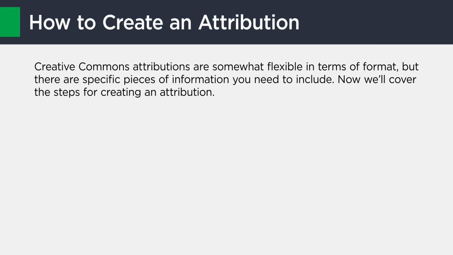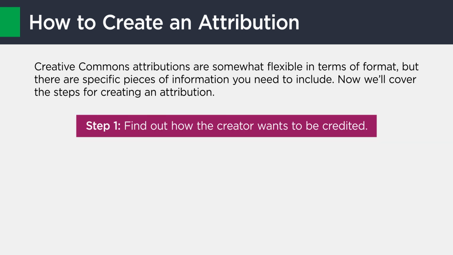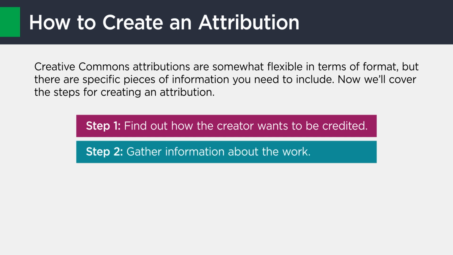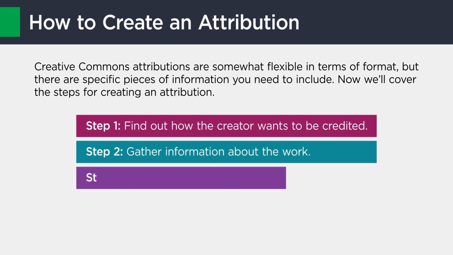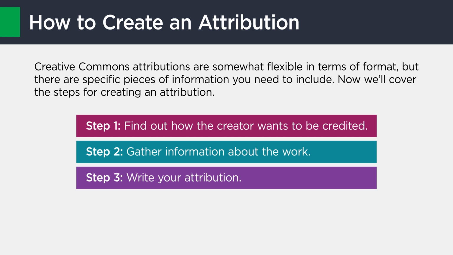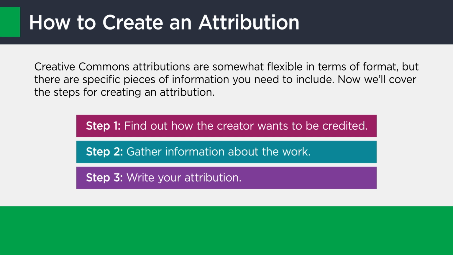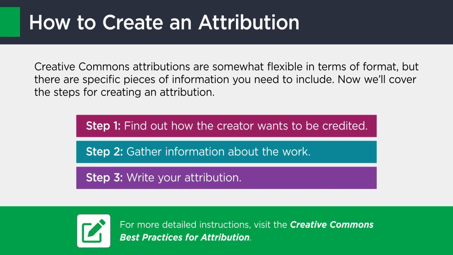How to create an attribution. Creative Commons attributions are somewhat flexible in terms of format, but there are specific pieces of information you need to include. Now we'll cover the steps for creating an attribution. Step 1. Find out how the creator wants to be credited. Step 2. Gather information about the work. Step 3. Write your attribution. For more detailed instructions, visit the Creative Commons Best Practices for Attribution.